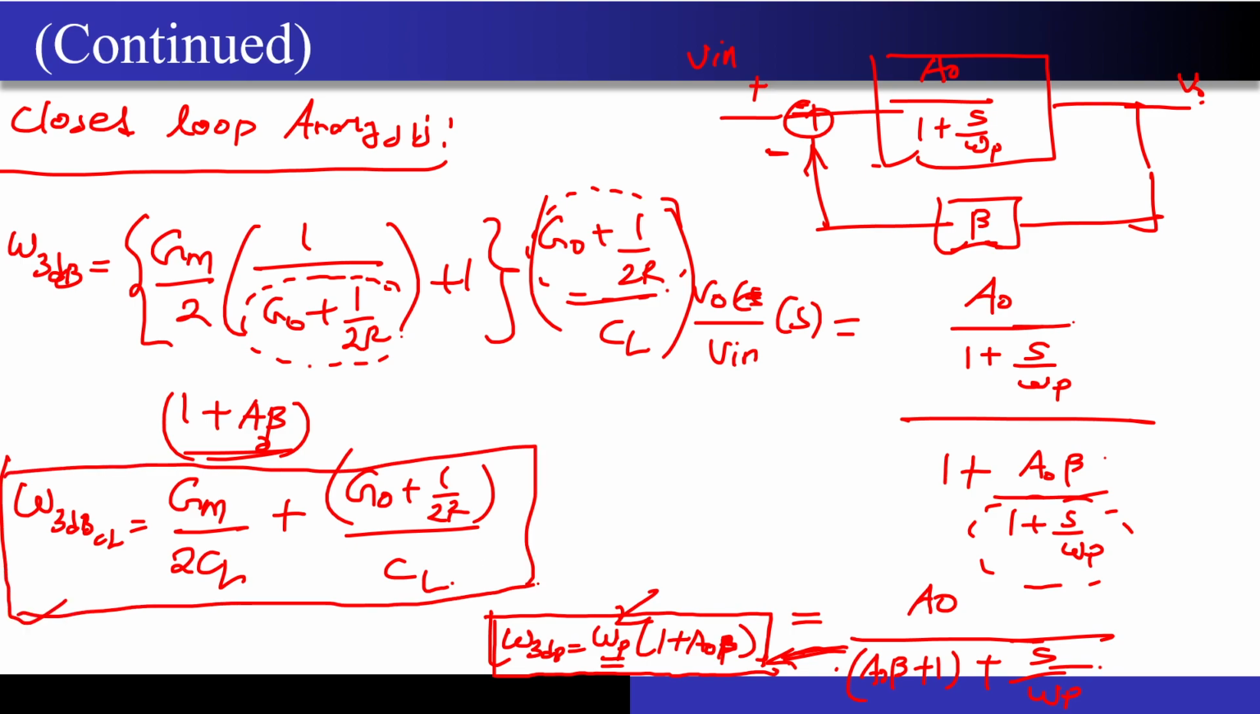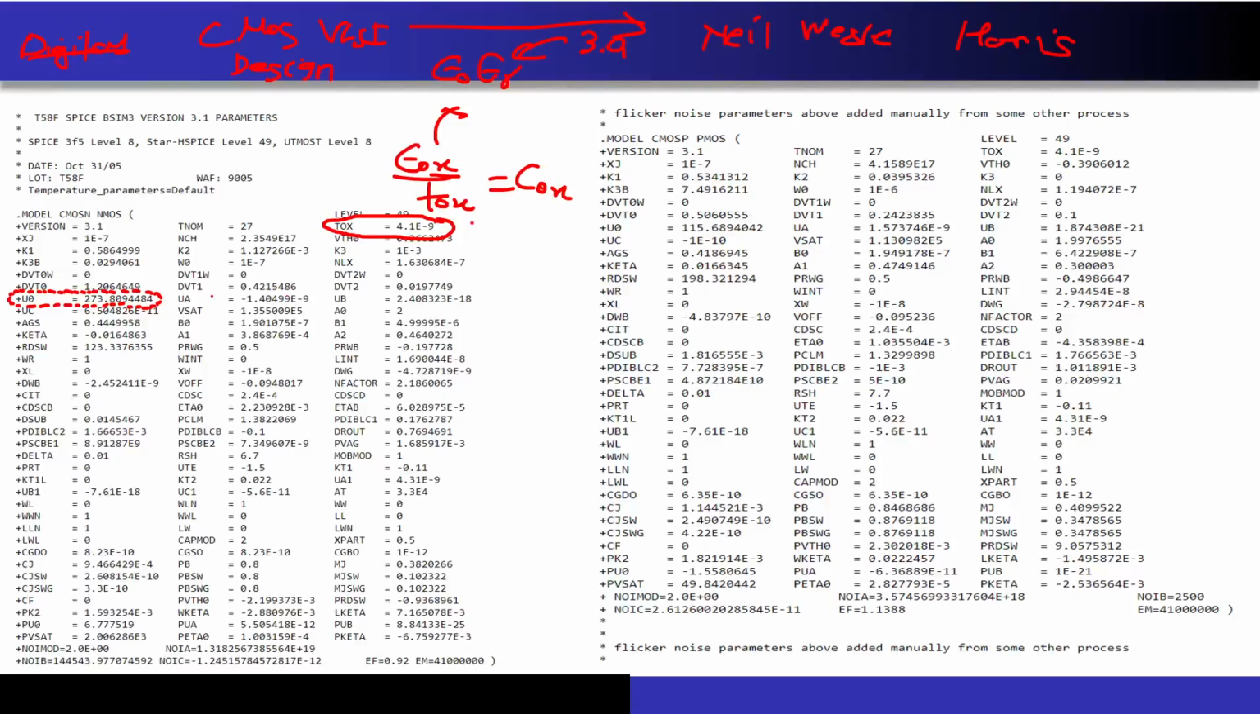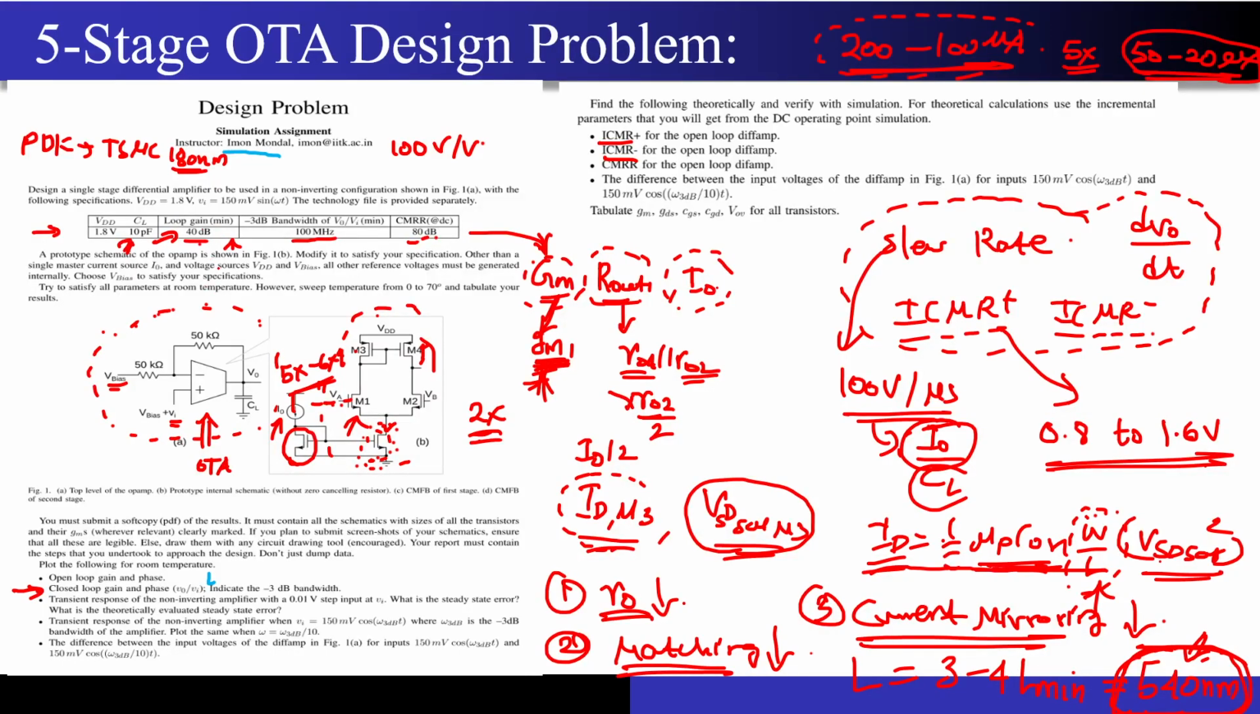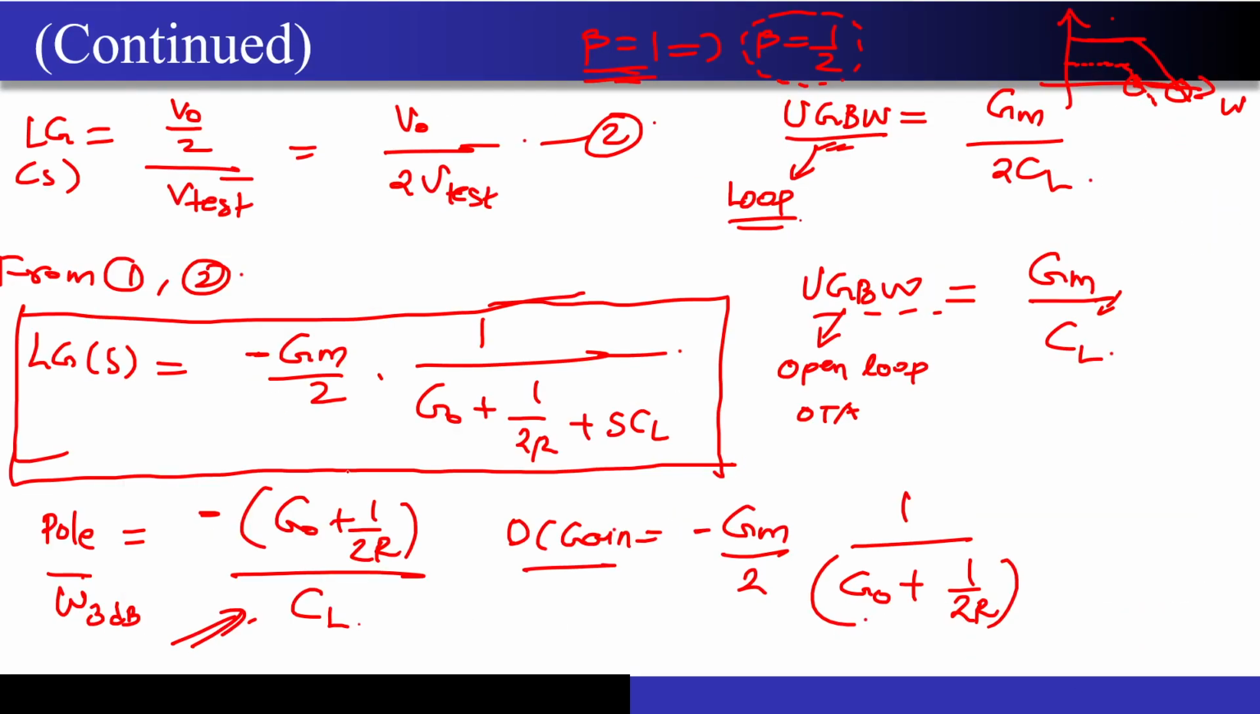But remember, now I have to compare these two terms. I want to see which of these terms is dominating. So remember the spec that those guys had given. They want me to have a minimum loop gain of 40 dB, which means 100 volts per volt, correct? Now let's try to do that. So what was the loop gain that I had got? The loop gain that I had got was nothing but minus gm by 2 times 1 by g naught plus 1 by 2r. I am talking about the DC loop gain, correct?